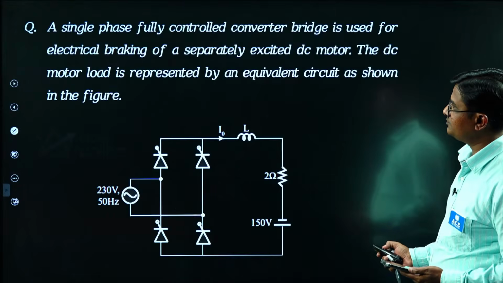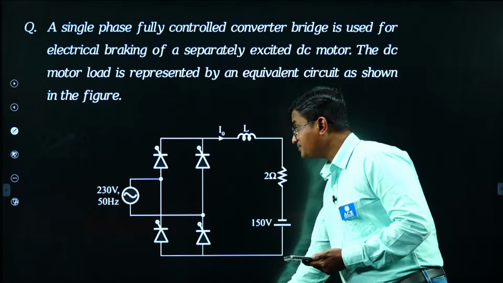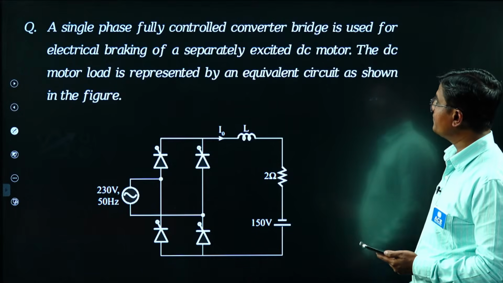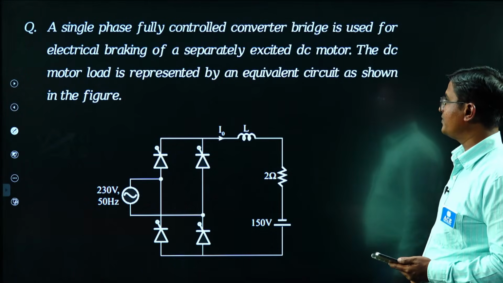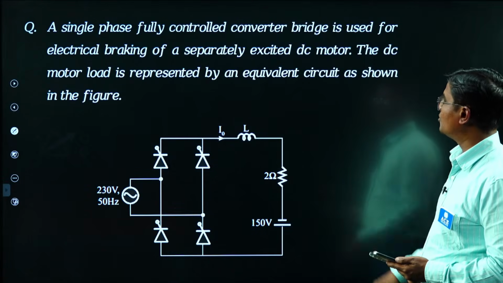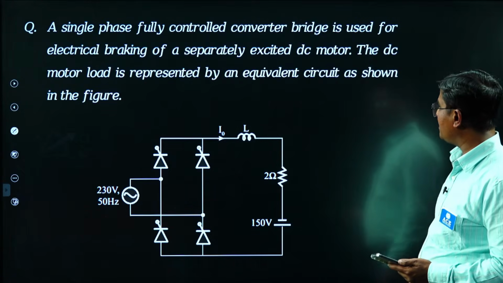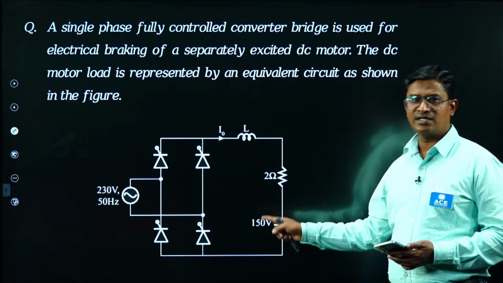Next, let's discuss this question. Simple question. A single phase fully controlled converter bridge is used for electrical braking of a separately excited DC motor. The DC motor load is represented by an equivalent circuit as shown in the figure. Okay, they have given this. It is an inverter mode operation.